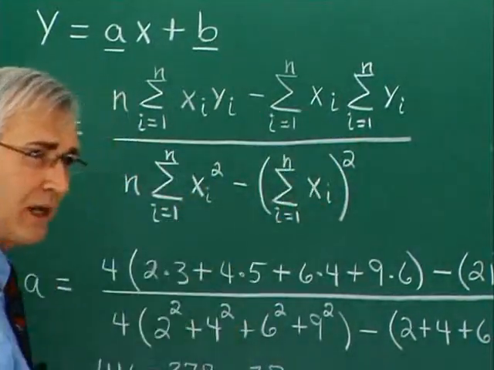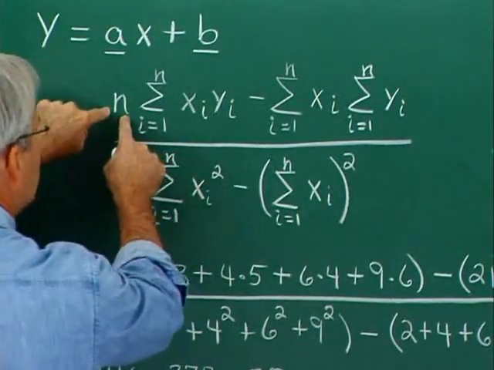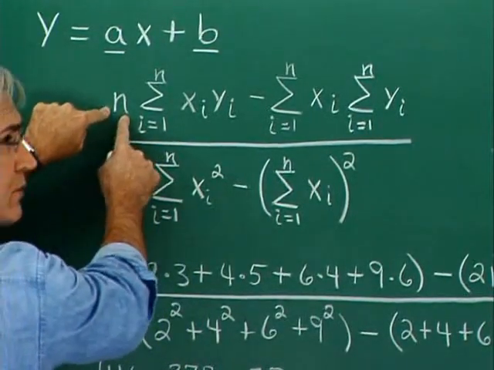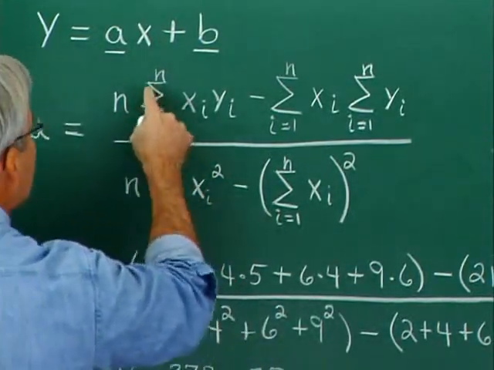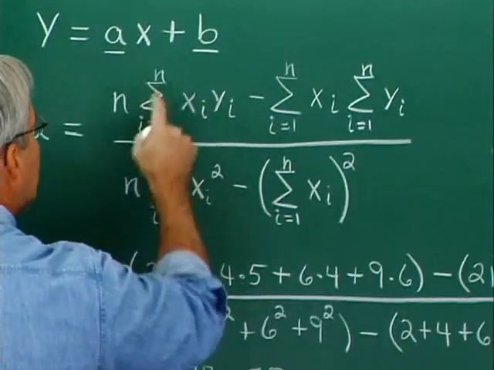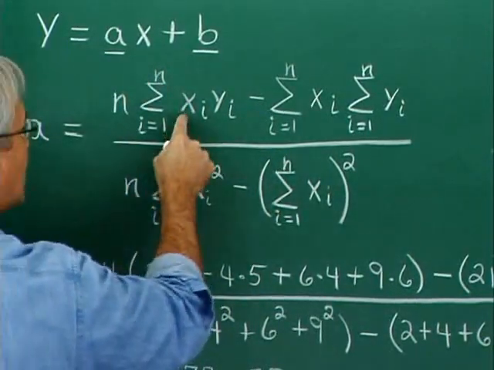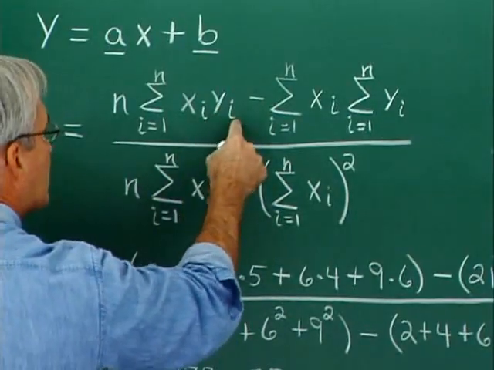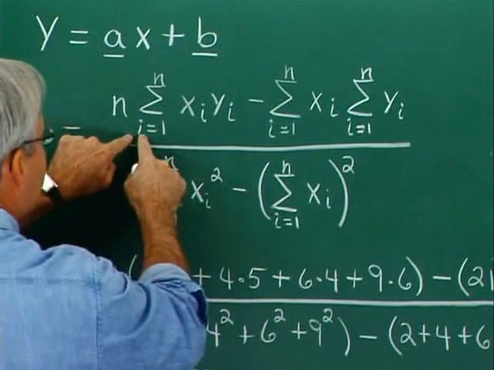Looks extremely complicated, but let me tell you what all of this means. The n is the number of data points that we have. We had 4 of them over here. All right, this is summation notation. It's the sum as i runs from 1 to n of x subscript i, y subscript i. Now, the i is just a counting mechanism.